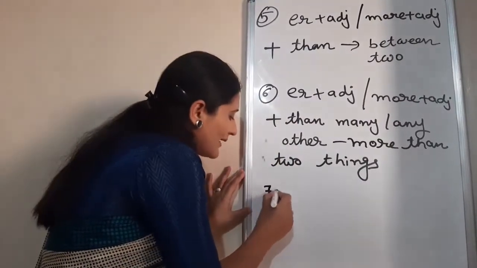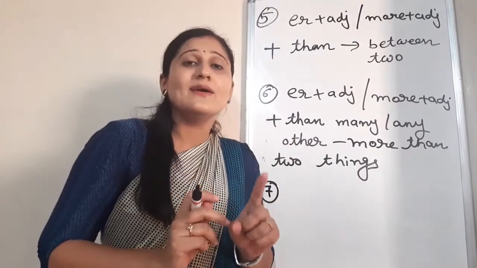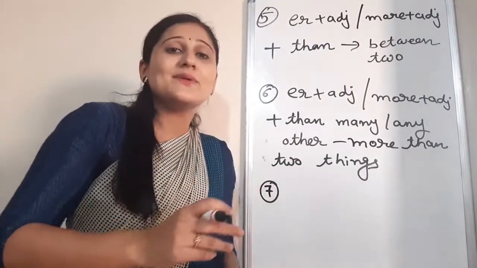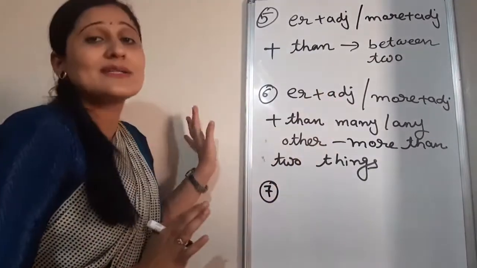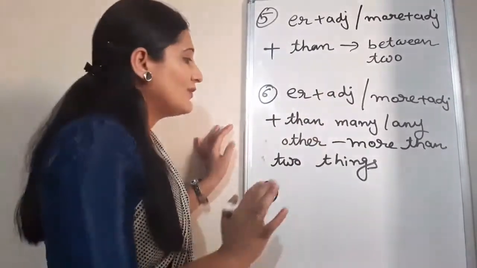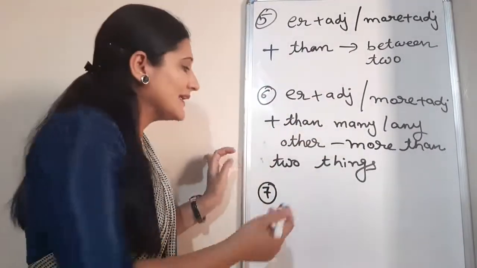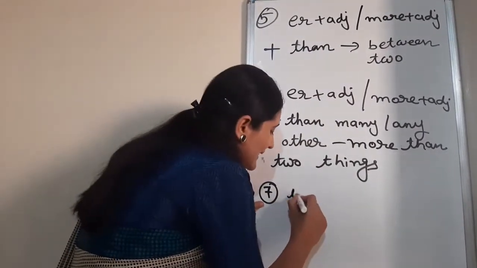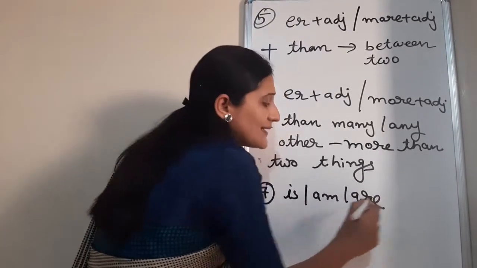And the 7th and last rule, I am talking about the first method. Do you remember? In a previous video I told you 4 methods from which degree to which degree. This is the first method and first rules of how to convert from positive degree to comparative degree, right?